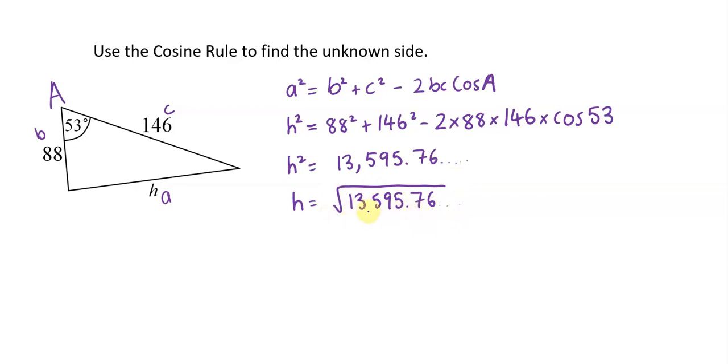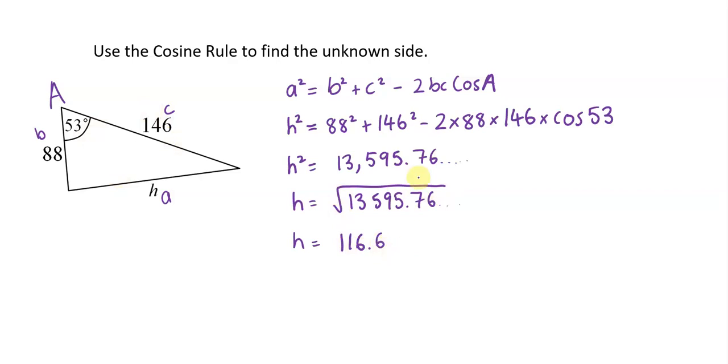If we take 13,595.76 and we round it off to there and then take the square root, our final solution won't be as accurate. So it's important to use the answer button on your calculator to make sure you get the most accurate answer possible. So when we take the square root of this, we're left with 116.6. We don't have any units here.